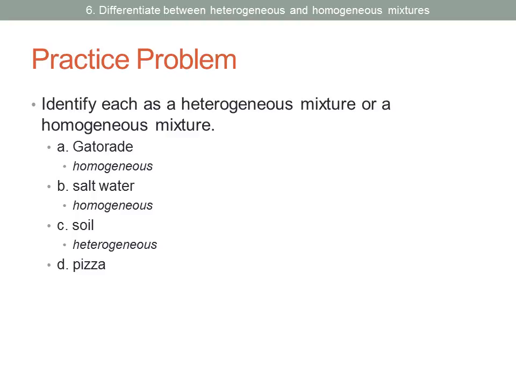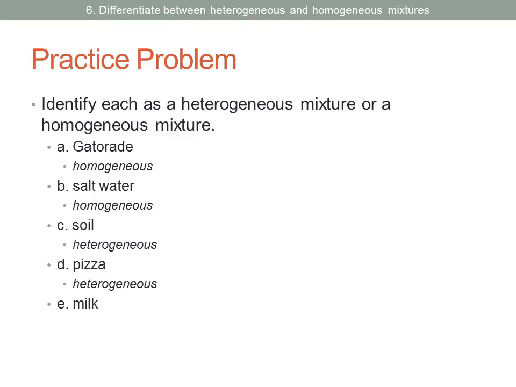Pizza. This could be any pizza: pepperoni pizza, cheese pizza, vegetable pizza. In any case, it would be heterogeneous. You can easily see the different components, and obviously you can taste them too. When you take a bite of pizza, you might taste a little cheese. You could also taste some sauce, some pepperoni, some crust. You get the different tastes, and you can distinguish them.